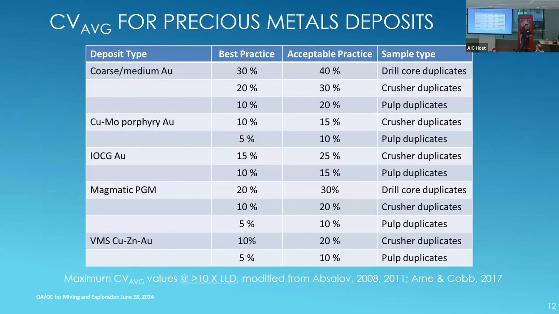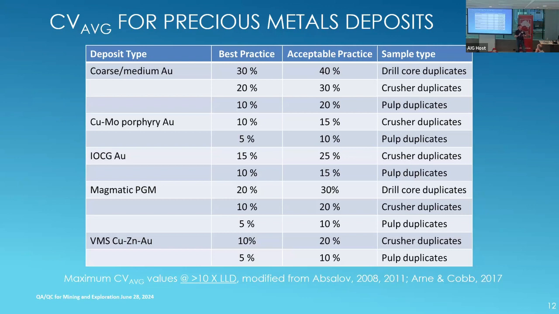But what's good enough from a CV? I'm not saying this is actually good enough, but these are numbers that are out there. Absolov put some numbers out. Absolov was working for Rio at the time, well before my time in Rio. We don't actually know what data he used to pull that together, or at least I don't, and Dennis doesn't. But these are not bad as giving you an idea.